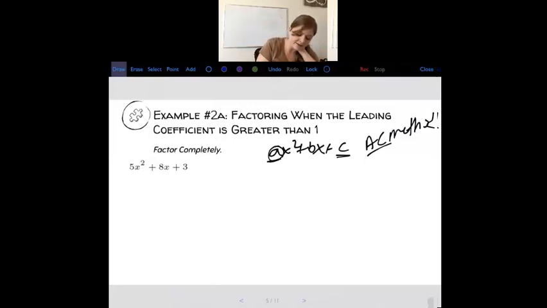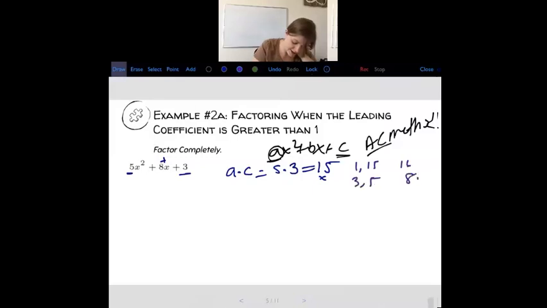So the way the AC method works is you identify A and identify C and multiply those two together. So we have A times C would be equal to 5 times 3, which is 15. So now what we want is two numbers that multiply to 15 but add to 8. And so if you want, you can make a chart or a list of factors of 15. So we have 1 and 15. That adds to 16, and we have 3 and 5, which adds to 8. So 3 and 5 is the winning pair.